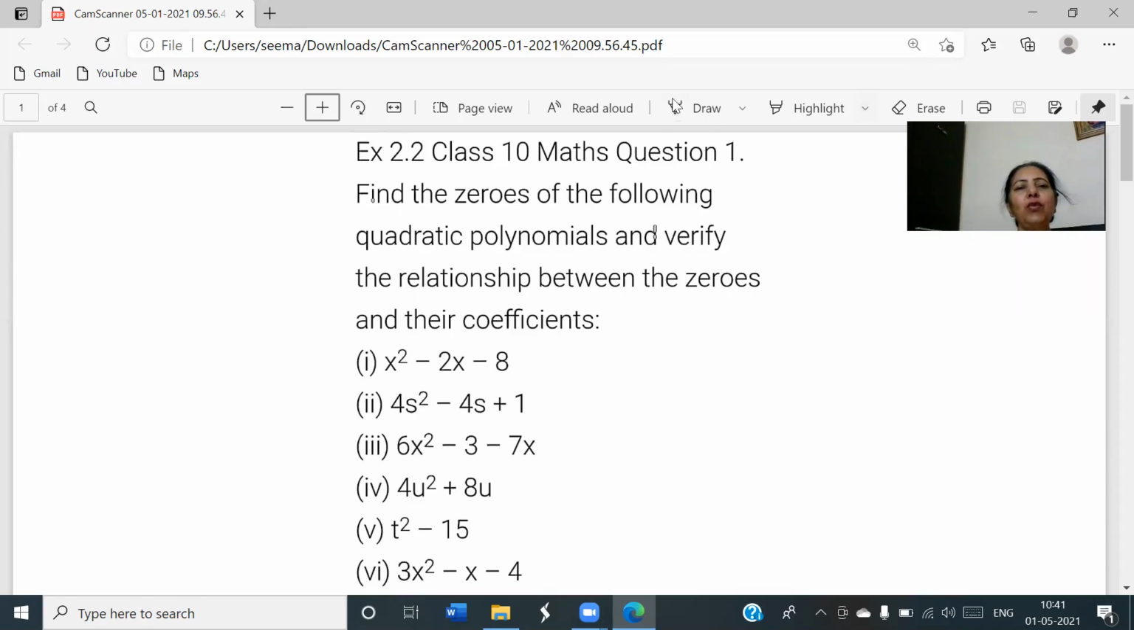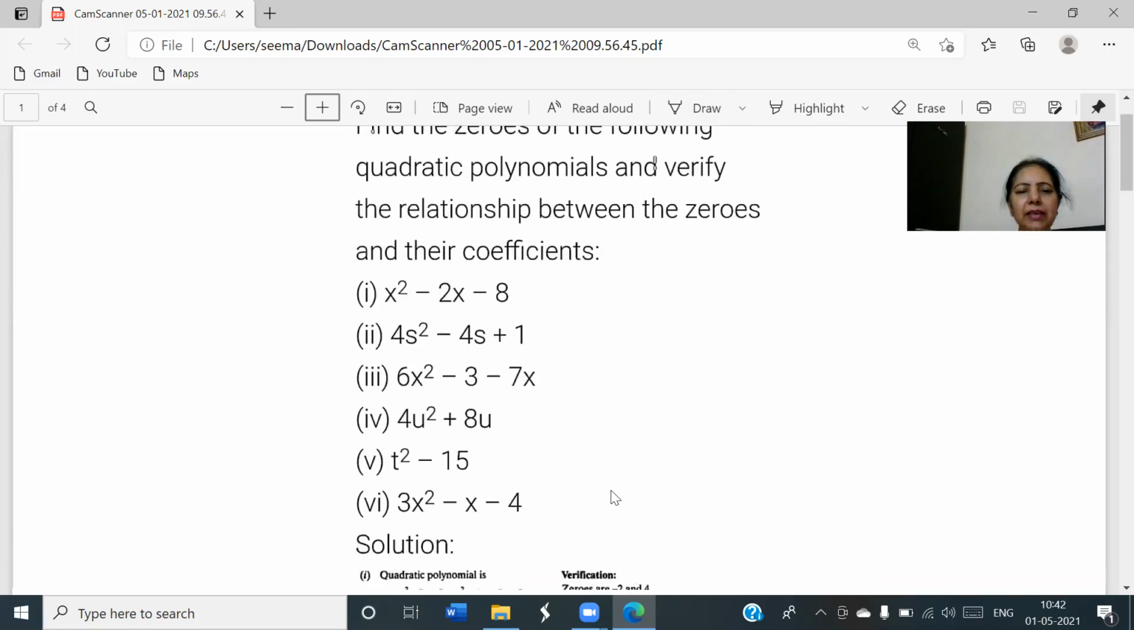Question is, find the zeros of the following quadratic polynomials and verify the relationship between zeros and their coefficients. And these are the questions given to us. How we can solve them? Let's see.